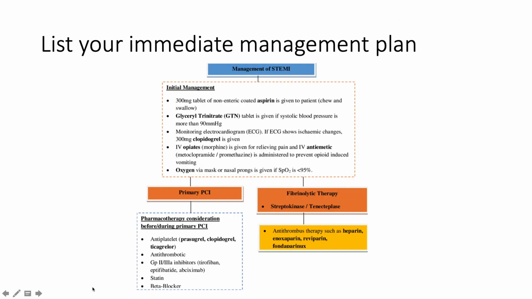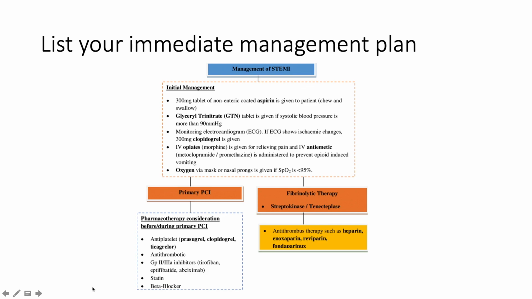In terms of our immediate management plan, if the patient comes in with an acute MI within 12 hours of onset of the chest pain, you want to consider thrombolysis. So you've got to rule out any contraindications to thrombolysis, and you can thrombolyse with streptokinase or tenecteplase or alteplase.